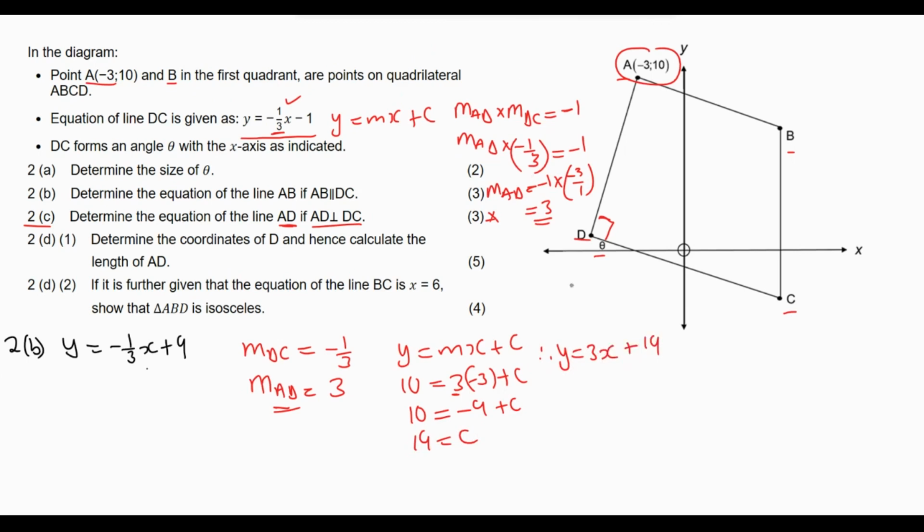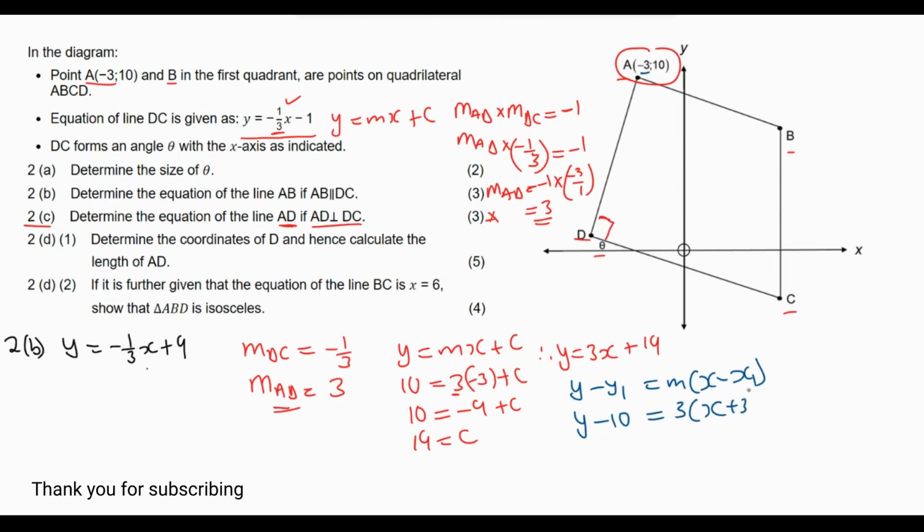The other thing we could have said is y minus y1 is equal to m times x minus x1. If you substitute, y minus 10 is equal to the gradient, which is 3, gradient of AD, and then x minus -3, which is x plus 3. y minus 10 is equal to 3x plus 9. And then y is equal to 3x, and then 10 plus 9 is 19. That's the equation of AD.